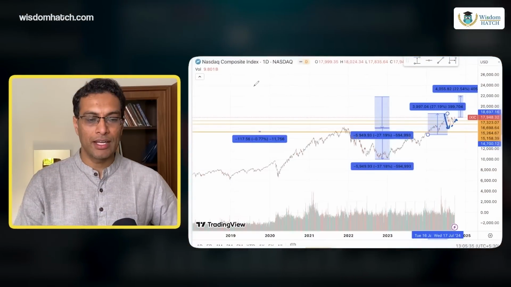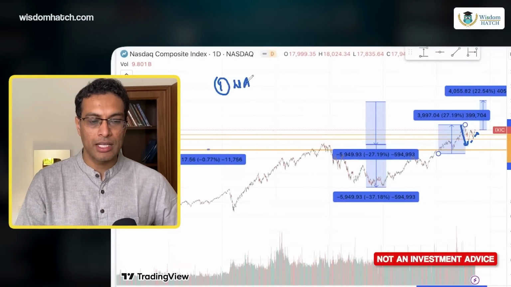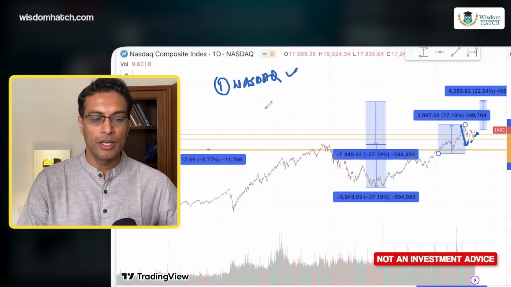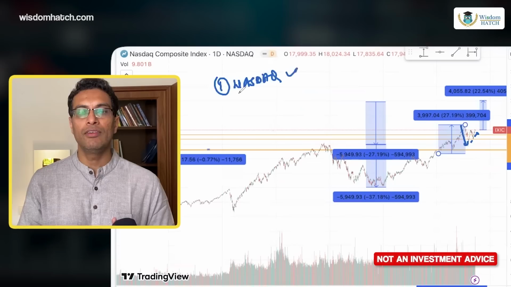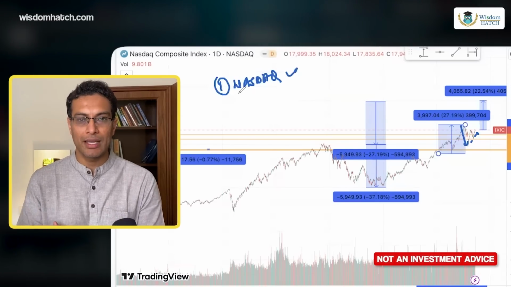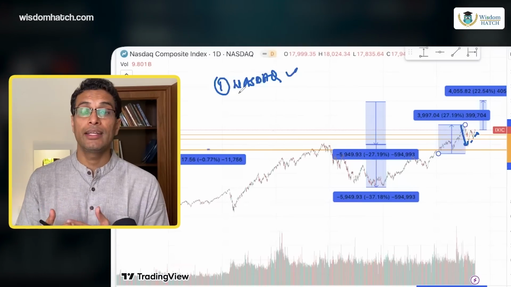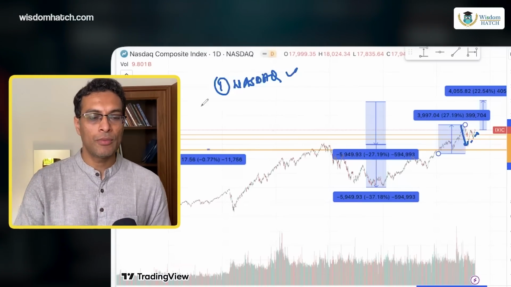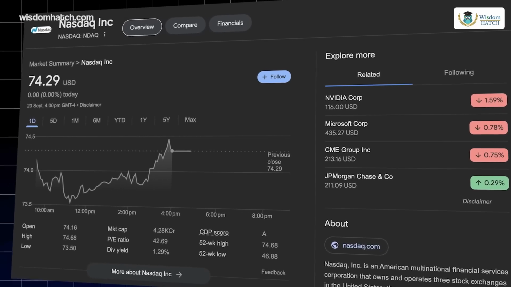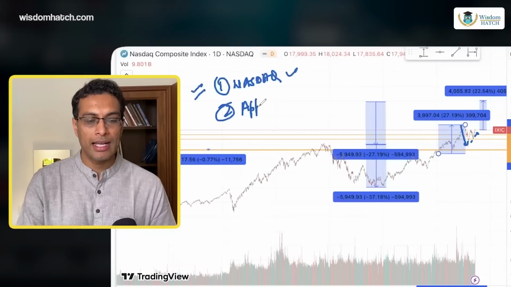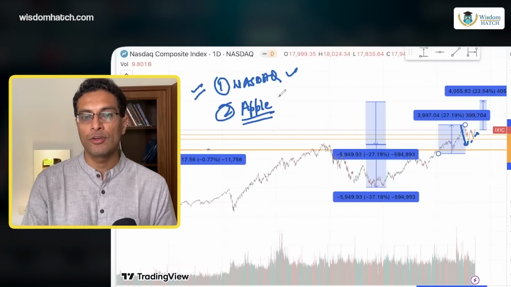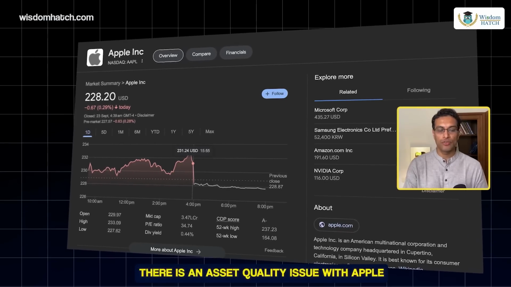So the 2 steps that I've done: number one, Nasdaq, I'm still bullish, right? On a long-term basis, you can definitely do SIP. You can even do one bulk buy and do the rest of the SIPs. How exactly to structure it, all that you again need to discuss and get more fundamental understanding on. But from an asset quality perspective, there is no issue with Nasdaq. But is there an asset quality issue with Apple? I would say yes, right? There is an asset quality issue with Apple.